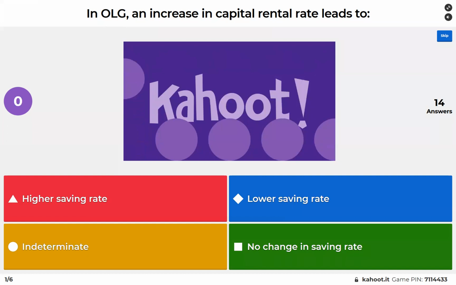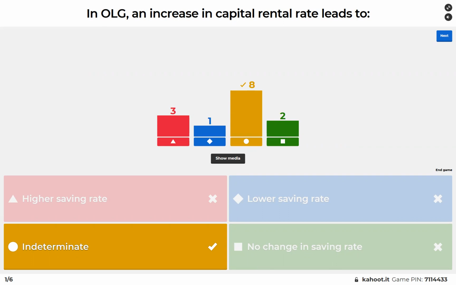Okay, so the plurality of you said indeterminate, which is correct. I can see why you might think there'd be a higher savings rate. If we know in this model that people are all savers, you work when you're young, and then when you're old, you just live off of your capital, live off of your savings. So you might think that when the interest rate goes up, that should make saving more attractive, so we should save more.